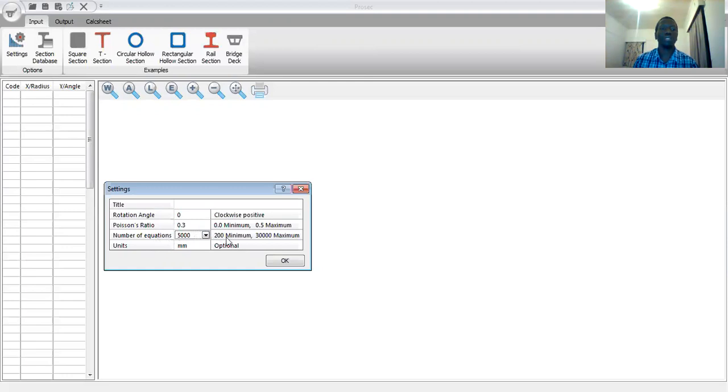The number of equations determines how accurate your results are. Normally, if you find yourself using a demo version of the software, I think you'll have a minimum of 200 number of equations, and so you cannot analyze complex polygons. The units are the units, and you can change them to whatever you want. Okay, so that's basically the settings, and pretty simple.